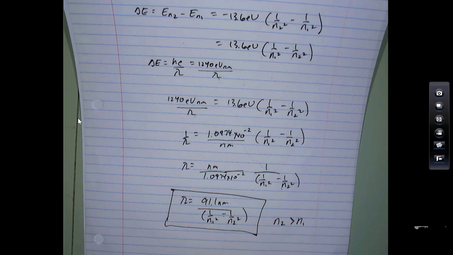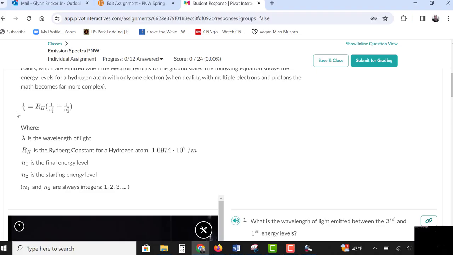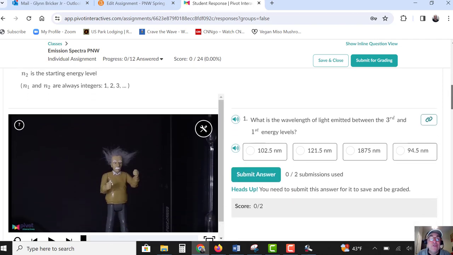Let's take a look at this. Although you can use this if you want to, that would work out fine. These answers are in nanometers, so you should just use the one that we just came up with. The wavelength being 91.1 nanometers divided by 1 over n1 squared minus 1 over n2 squared.